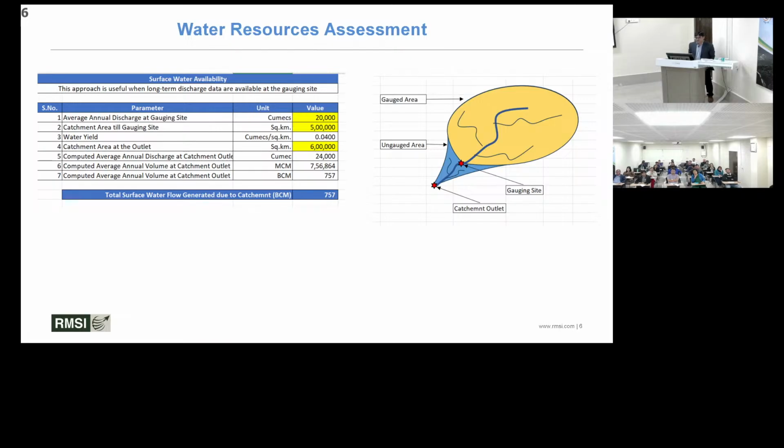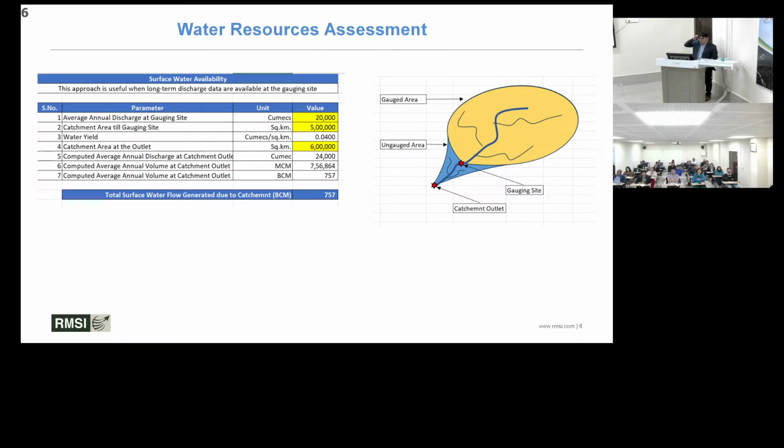So this approach, which I am showing on this screen, you can use when you have long-term data available with you. When I say long-term, it should be at least 30 years of data, plus or minus. Missing values you can fill using a suitable method, but you should have long-term time series data with you. Long-term data means the discharge data.